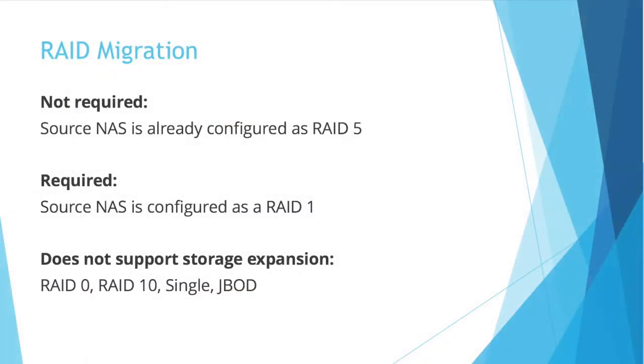Please note that if you didn't migrate from another NAS and simply want to expand your storage by adding additional drives, if your RAID was configured as a RAID 5, you won't need to perform the RAID migration process. But if you're just like me, adding an additional drive to RAID 1, it will be required to migrate to a different level such as a RAID 5 or a RAID 6. Also keep in mind that if your NAS was previously configured as RAID 0, RAID 10, single, or JBOD, these drive configurations don't support storage expansion.